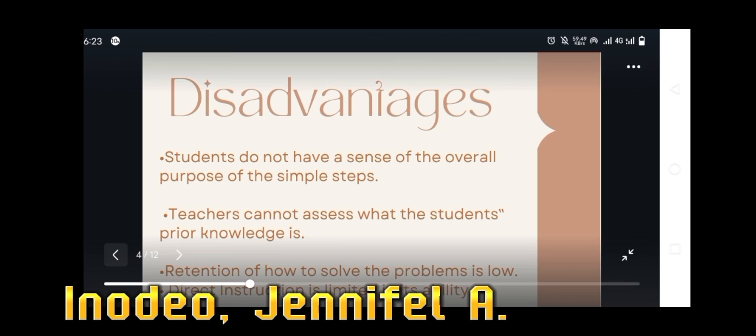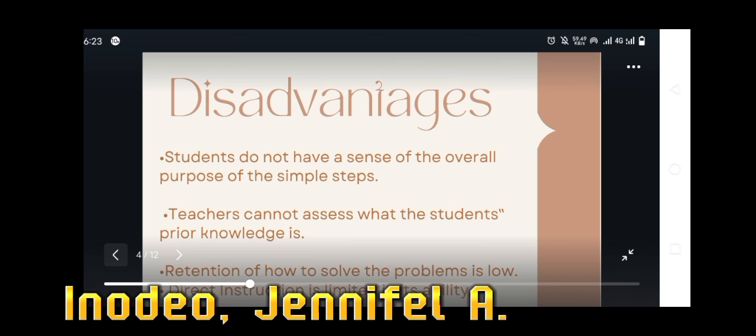Since this model devotes the majority of the time to the teacher talking, it is possible that the student will lose interest in the class. And sad to say, they cannot understand well since there is no interaction between the students and teachers. And teachers cannot assess what the students' prior knowledge is.